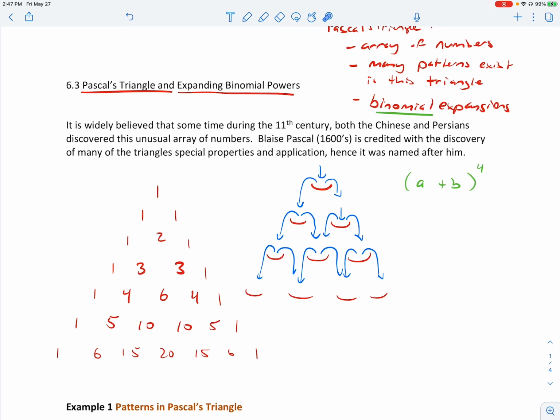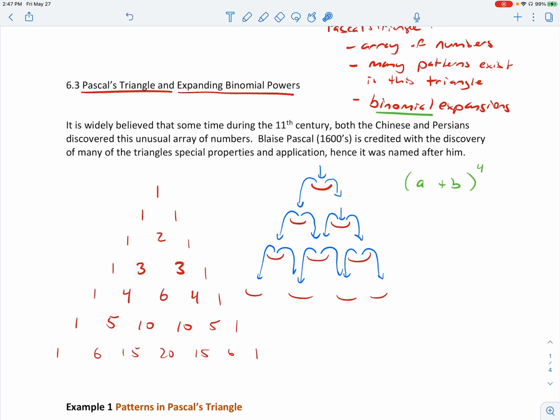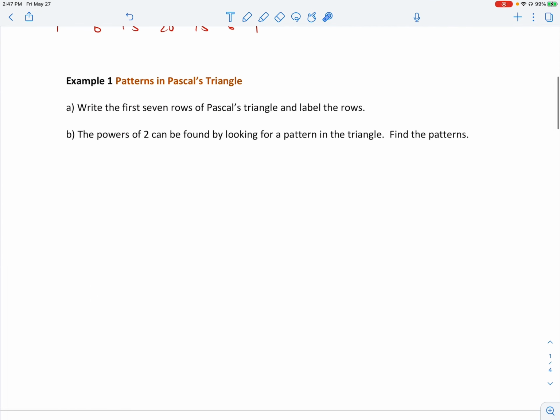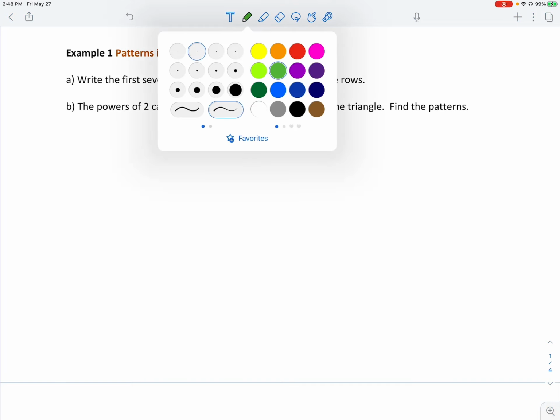All right, so hopefully we understand what Pascal's triangle is, how to get it, and now we're going to start looking at some of the things that we can do with it. So our first example here, patterns in Pascal's triangle. So part A says, write the first 7 rows of Pascal's triangle and label the rows. So the rows, we'll do Pascal's triangle in red.